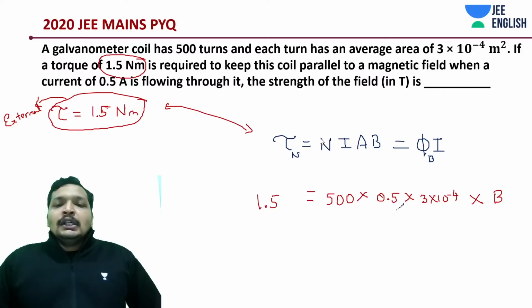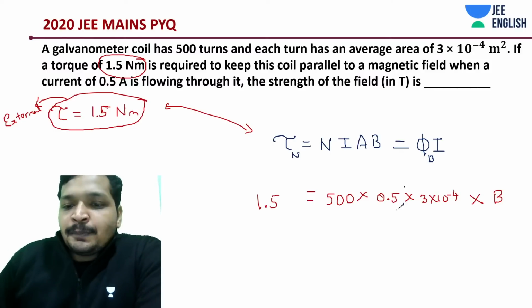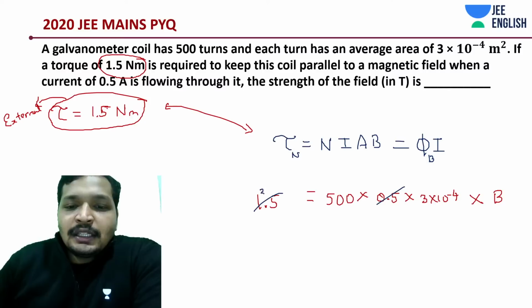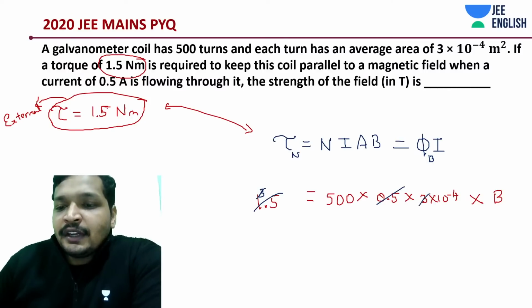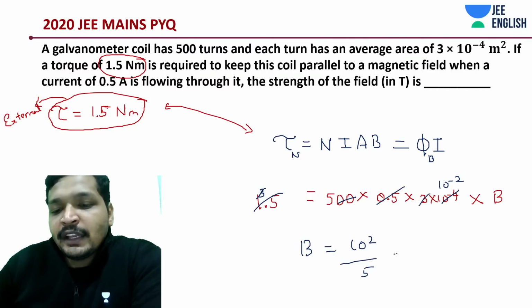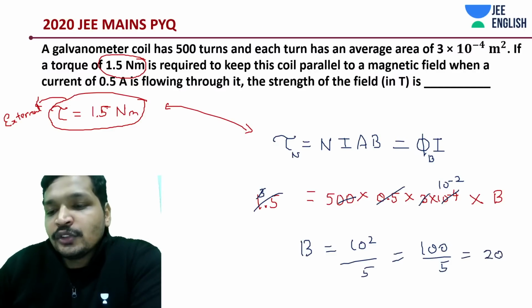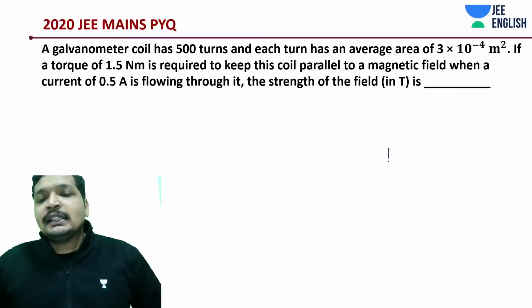Okay. So here we go. This is 0.5, 3 times 3 would get cancelled out, and then we have 10 to the power minus 4, and we have 10 to the power minus 2. You take it on the other side, B is going to be 10 to the power 2 divided by 5, which is nothing but 100 divided by 5, which is going to be 20. So 20 Tesla. Very good. Easy question actually.